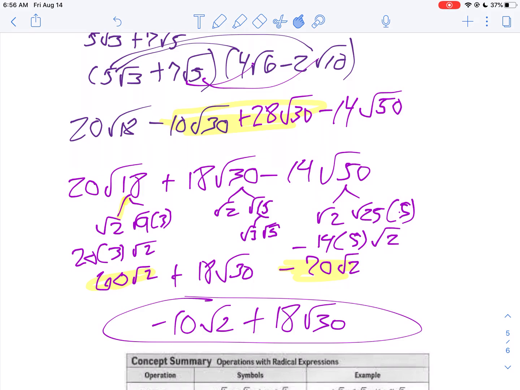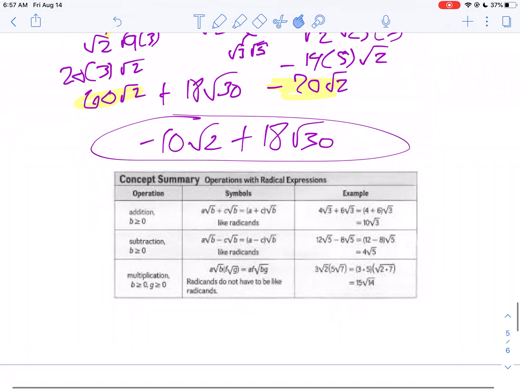That's just a little practice with radicals. So as a summary, when you're adding, you need to have the same radicals to combine. Same way with subtracting. If you're multiplying, they don't need to be the same. But multiply your whole numbers together, multiply your radicals together, then simplify.